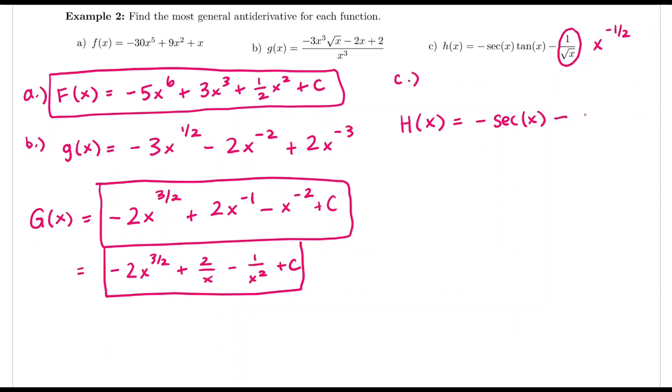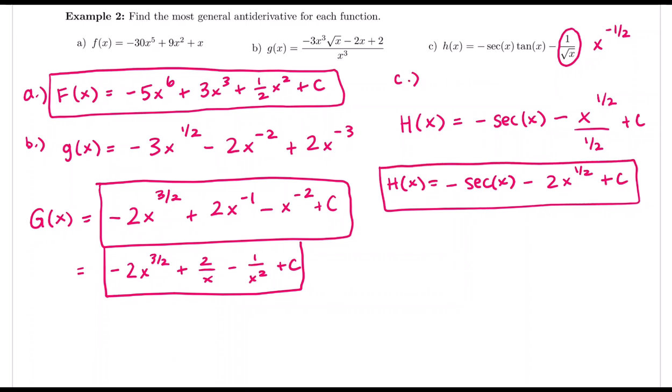So I have minus x. I'm going to add 1 to my exponent. That would make my new exponent 1/2, and then I need to divide by 1/2. And if we were to simplify this, I also need to make sure I include my constant of integration. I'm going to have negative secant of x minus, I can multiply by the reciprocal, so that's going to give me 2x to the 1/2 power plus my constant of integration.